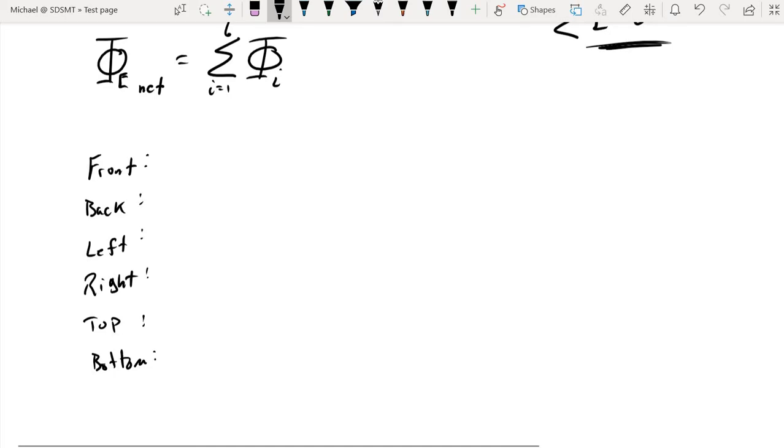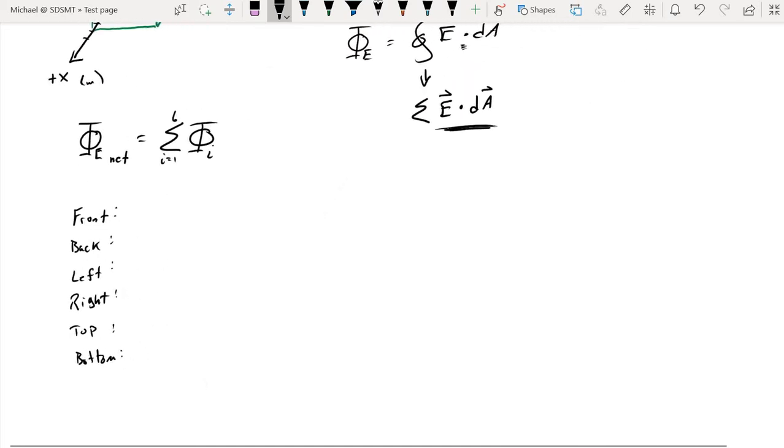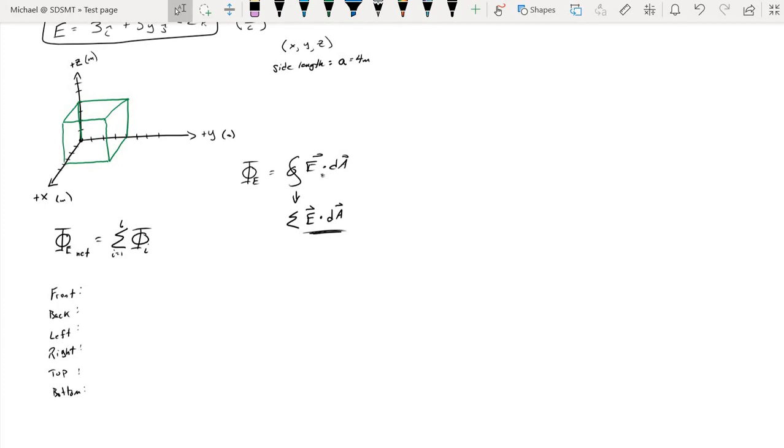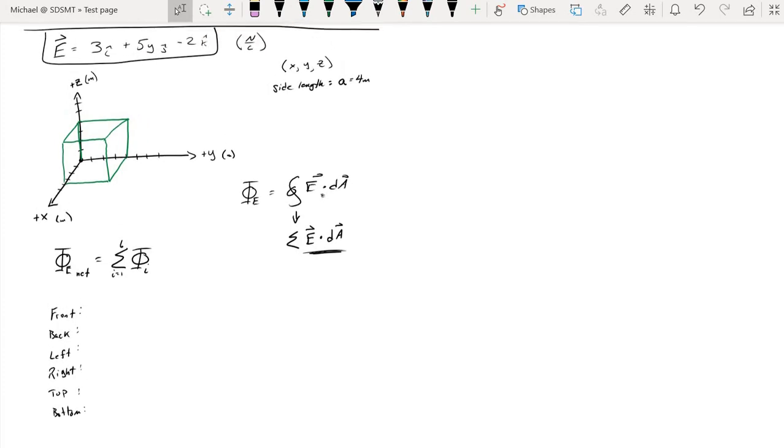So we're going to go through and find out just how much electric flux is associated with each one of these faces. And we're going to do that by using our definition of flux.